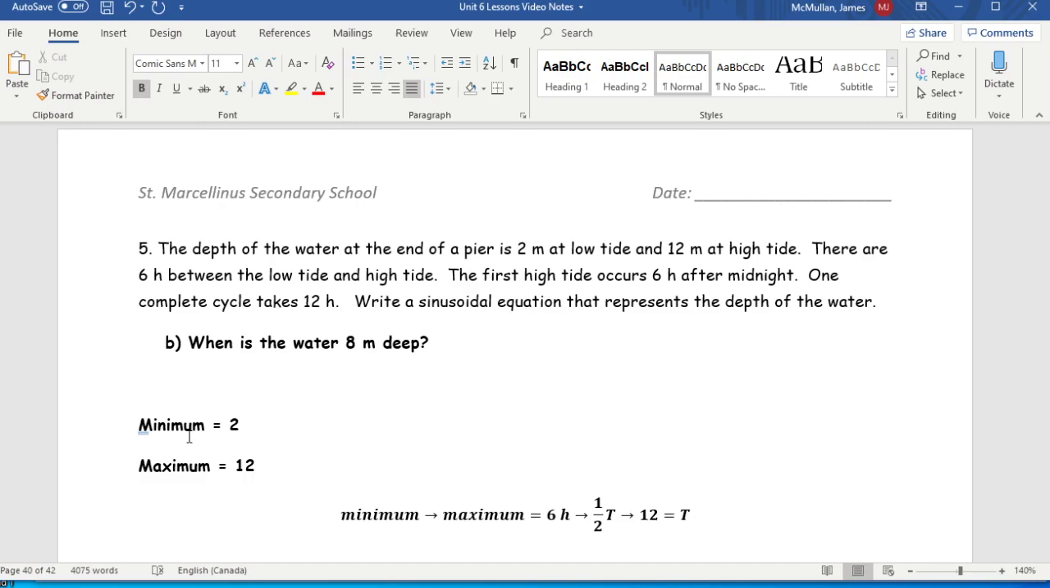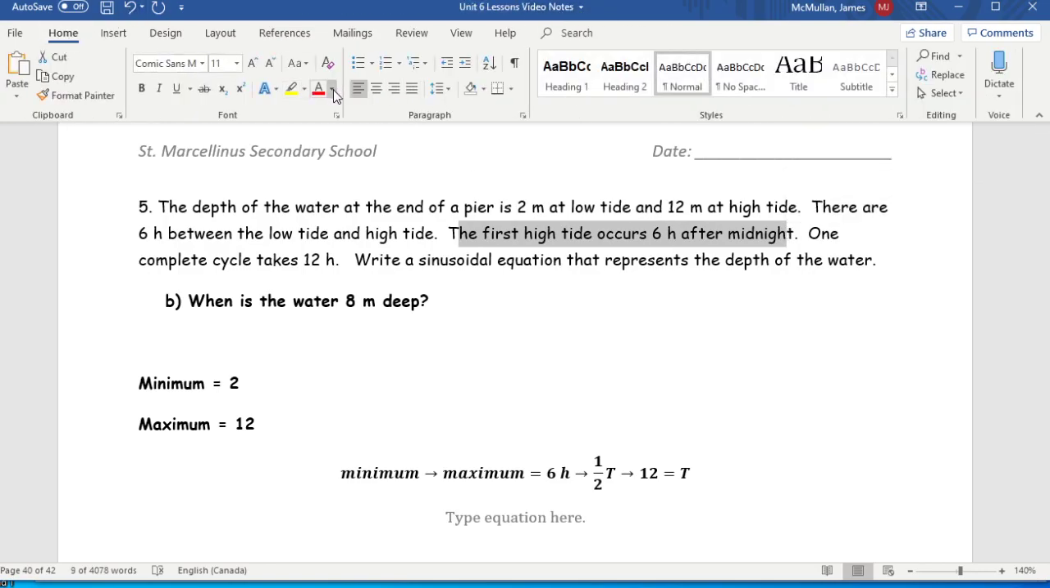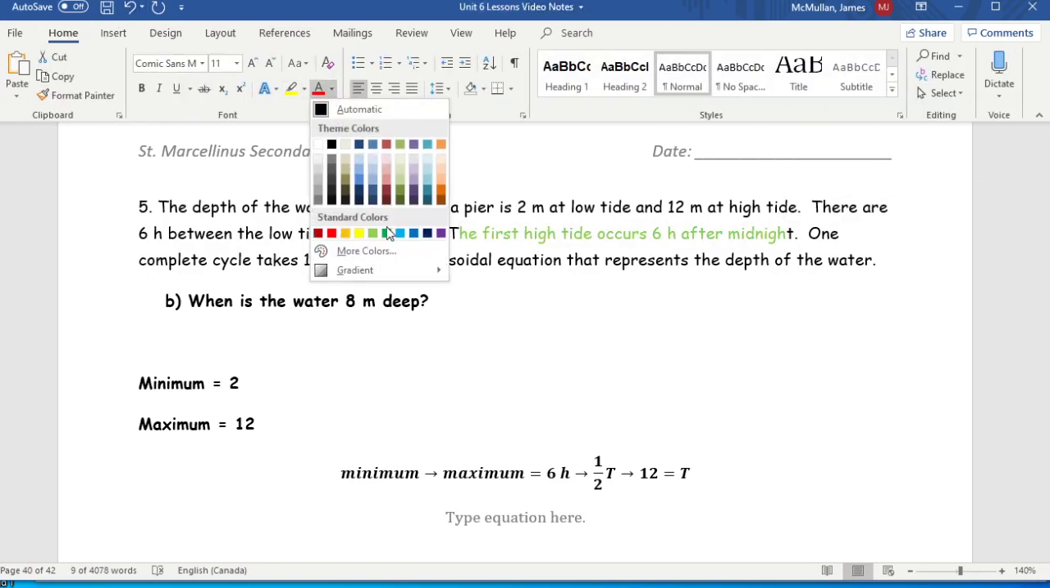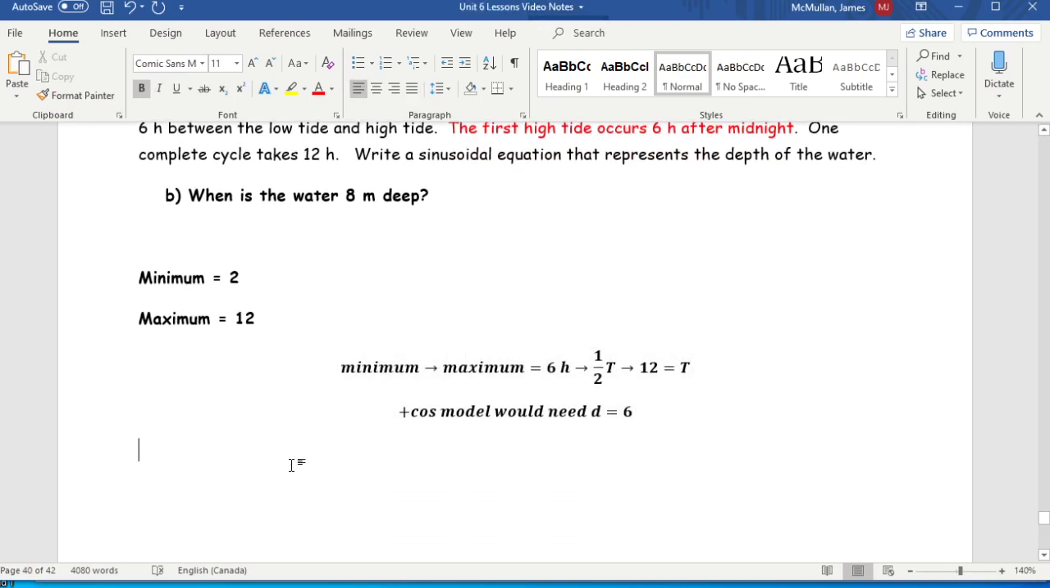It says the first high tide occurs 6 hours after midnight. So I'm going to use that information to construct the rest of my model. Let's highlight it in green and how about red? I'm going to use that piece of information to show that a positive cos model would need d equals 6, because high tide is a maximum. High tide is a maximum, and positive cos starts at a high tide.